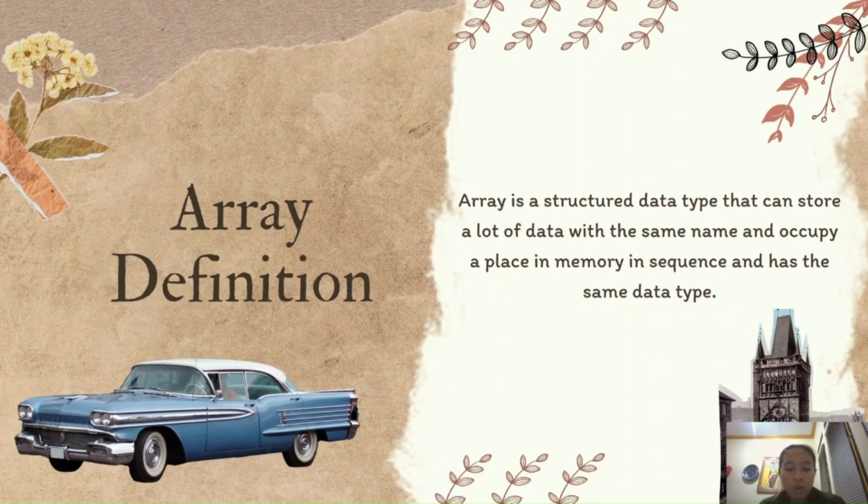Okay, now we are going to the introduction of what is array. So array is a structured data type that can store a lot of data with the same name and occupy a place in memory in sequence and has the same data type. Simply speaking, the array is a database of data of the same type. In this context, type refers to data types such as integer, float, character, and other data types.